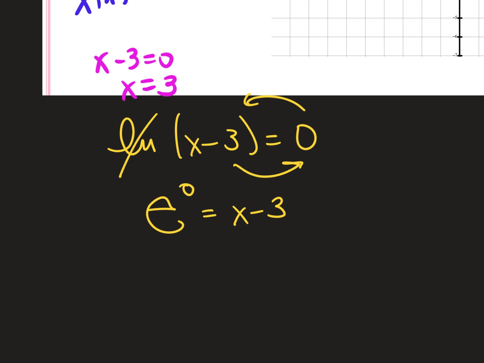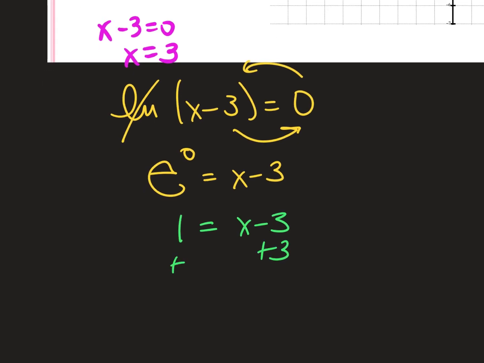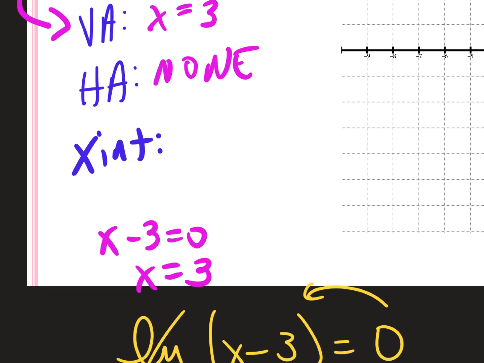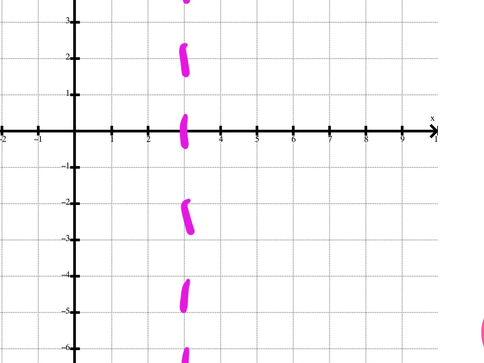The math should still math, guys. What's e to the 0 power? 1 equals x minus 3. Now what? Add 3 to both sides. And x equals 4. So how would you write your x-intercept? 4, comma, 0. Perfect. So I'm going to come over here to 4. Write my intercept.